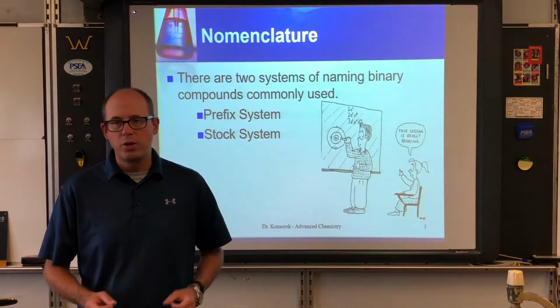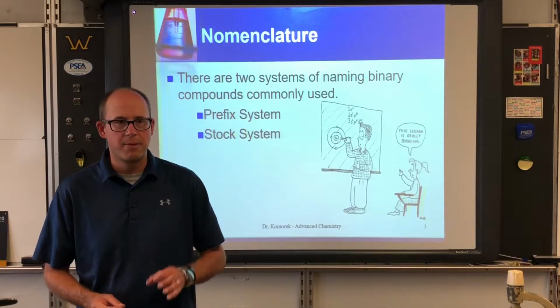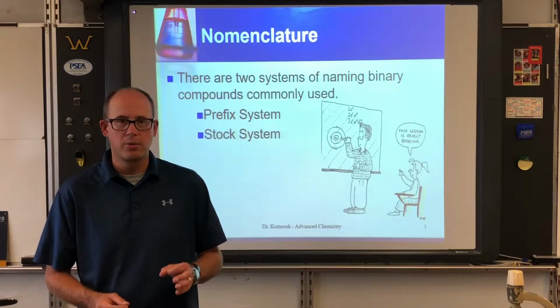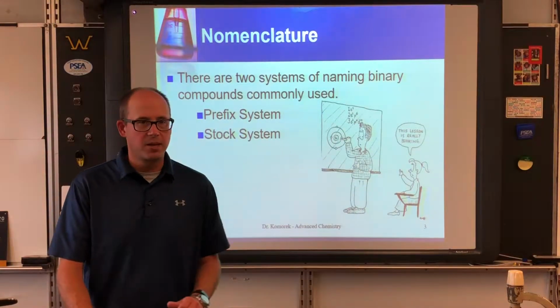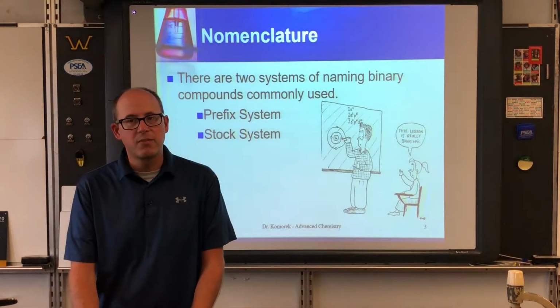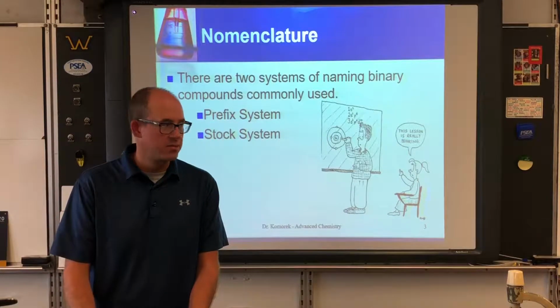However, it only works for molecular compounds, binary molecular compounds. So compounds that contain covalent bonds and are made up of just two elements. We'll also look at the stock system of naming, which is used primarily for ionic compounds, but it actually can be adapted to molecular compounds also.